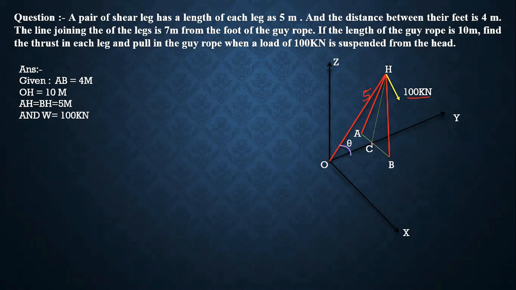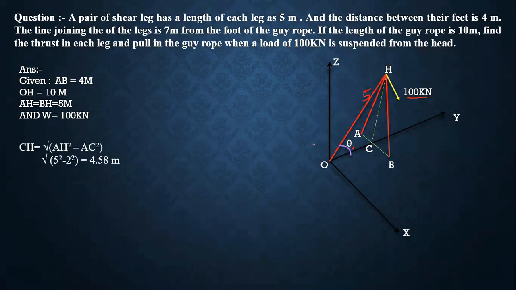If the middle point is C, we have the direction, and we have the distances AH, BH, OH. But to solve, we also have to find the value of CH and this angle theta. First we find the value of CH. For CH, what do we do? Under root AH square minus AC square. If AB is 4 meters, then AC will be 2 meters.